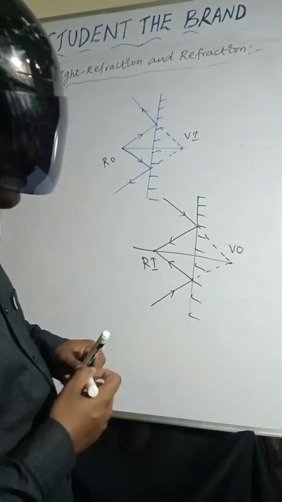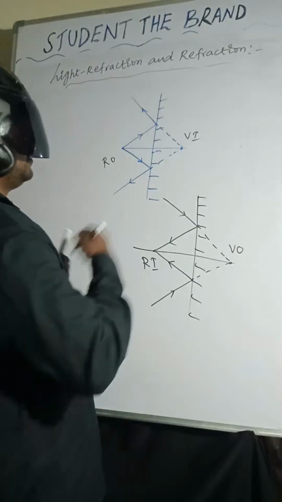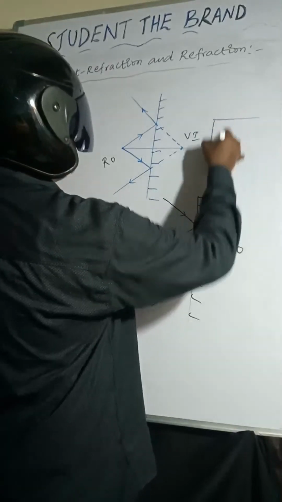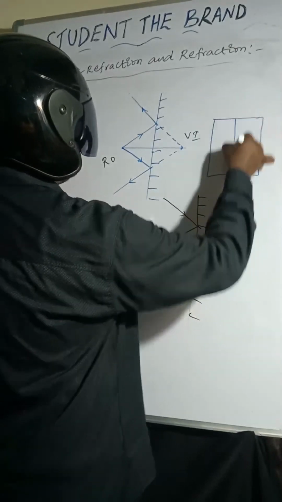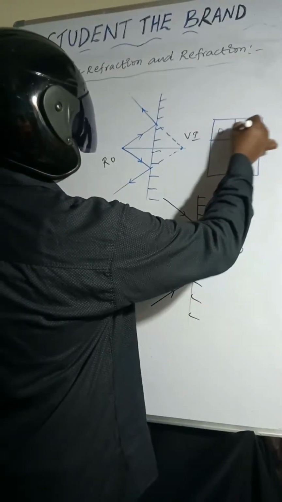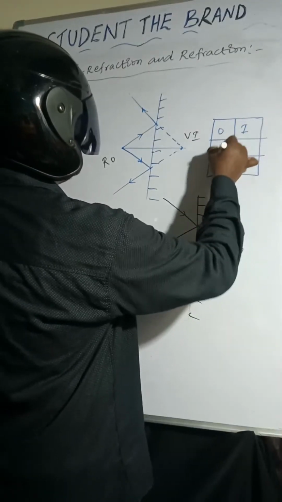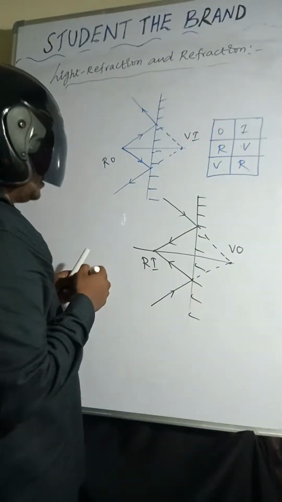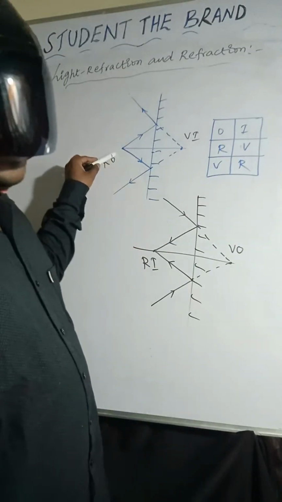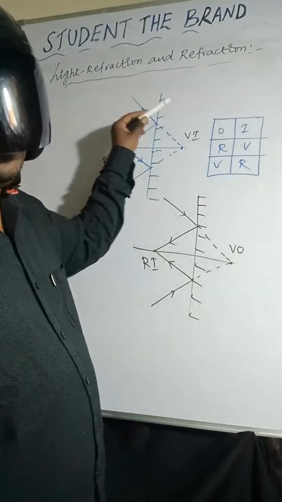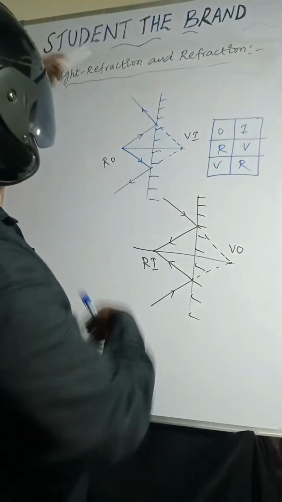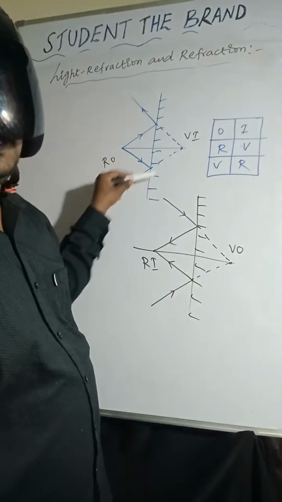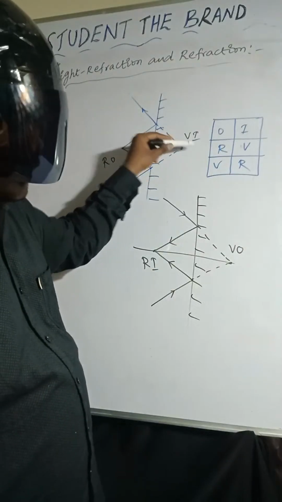Okay. Now, by seeing these two, we can conclude that object is real, image is virtual. Object is virtual, image is real. So here you can see from this point light rays are coming. After reflection those are moving away from it. So if you are extending these light rays, they meet at one point here, virtual image.